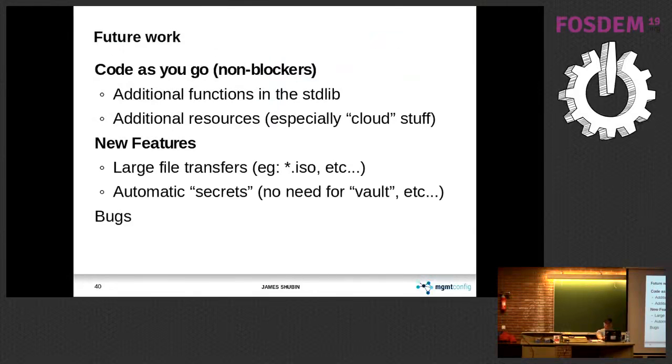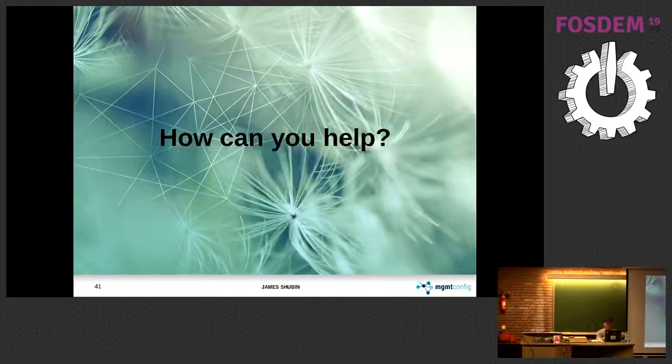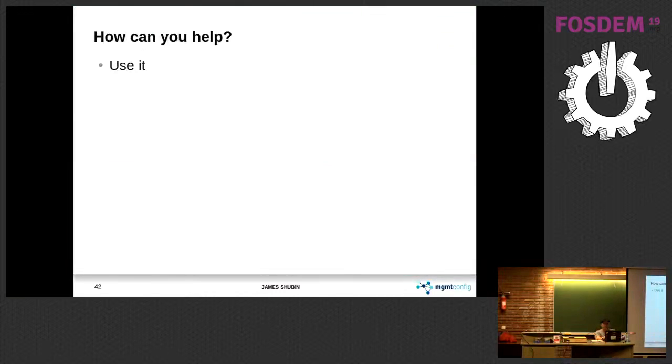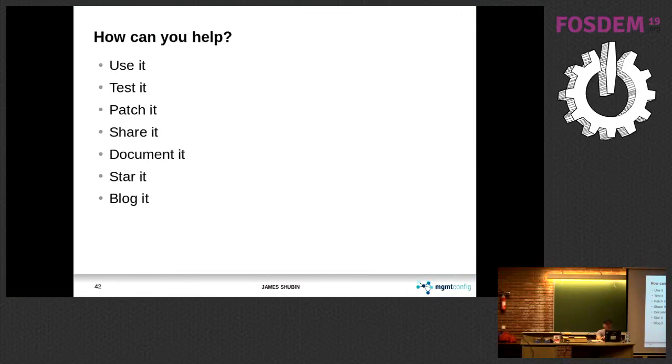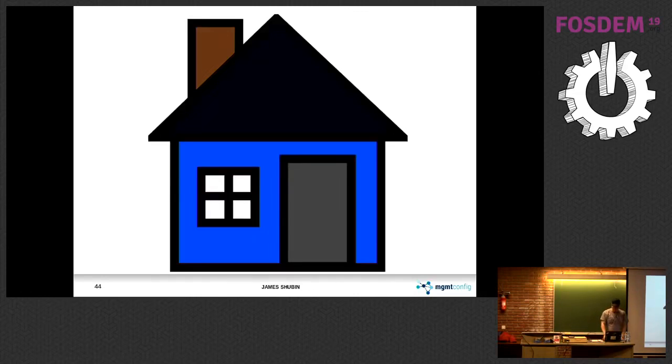So again, there's still a lot of stuff left to do in the project. A lot of bugs, things like that. Let's talk about all of you for a bit. How can you help? You can use this, you can test it, you can patch it, you can document it, you can star it on GitHub if you're into that thing, you can blog about it, you can tweet it, you can discuss it, you can hack on it. All these things. If you want to write graph stuff specifically, there's a ton of graph work that we'd love to have done.